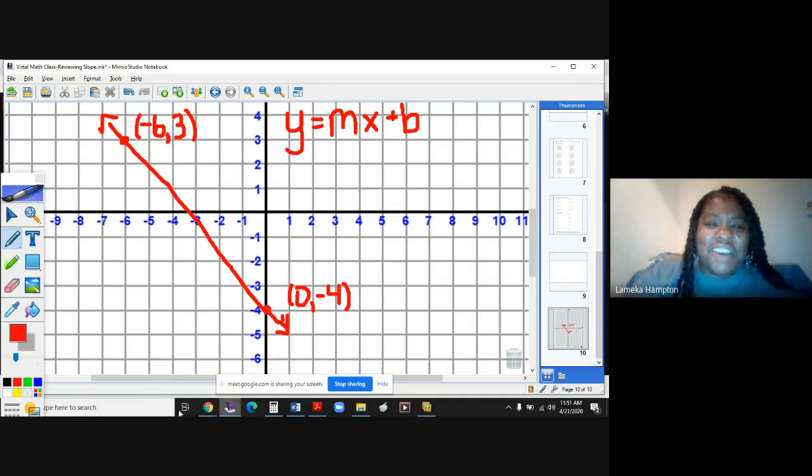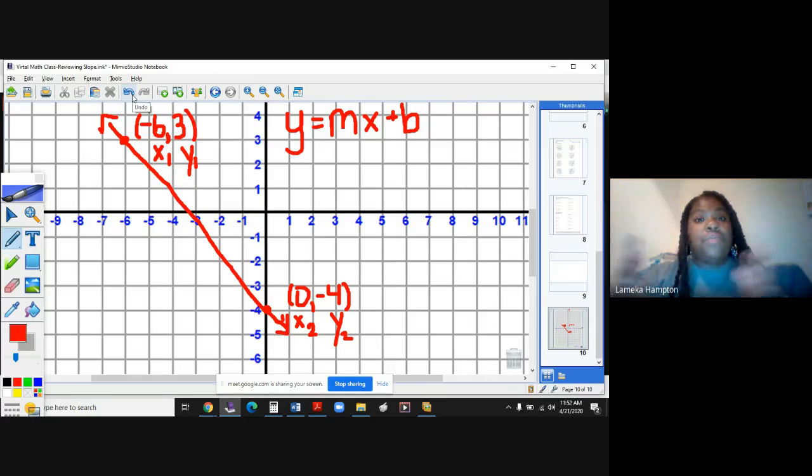All right. So, with all that being said, we are going to name X1, Y1. This is going to be X2, Y2. Now remember, I could have said 0, -4 would have been X1, Y1, and the other one could have been X2, Y2. It really honestly doesn't make a difference, but I'm just, whatever catches my eye. Okay.